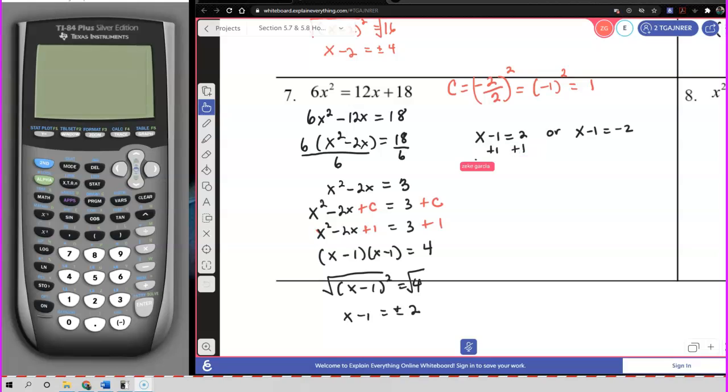You add 1 to both sides. So x equals 3. On this side, you're going to add 1. You're going to add 1. So you have x equals negative 1.